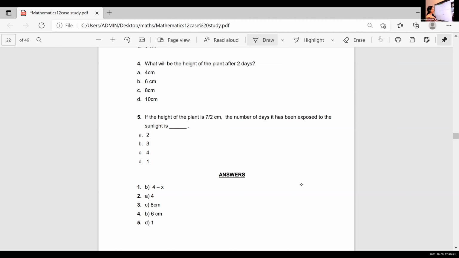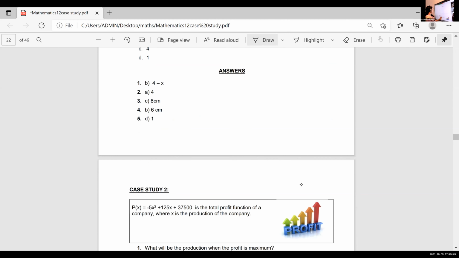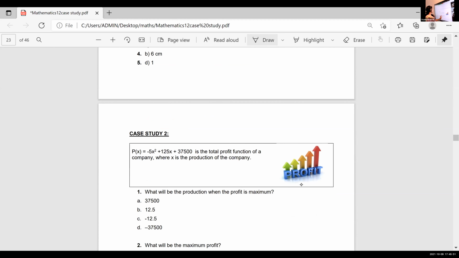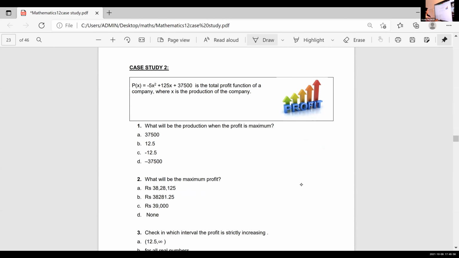Finished? Rijas? Now let's move on to the next question. Write the next one. Profit function is given. See, this type of question surely you can expect for board exam. One case study question will be asked from maxima minima. Because according to the marking scheme, 18 marks is from calculus, so there is a chance for asking one case study question.